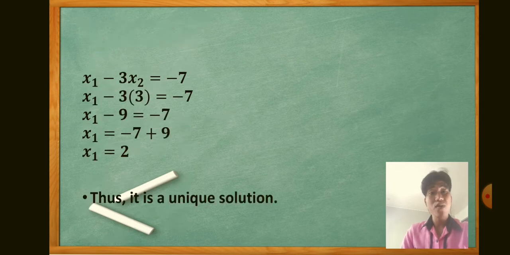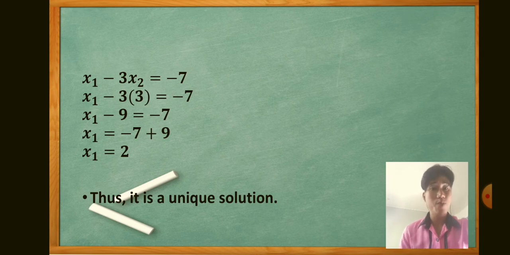Now, we can substitute the value of x2 in equation 1. So x1 - 3x2 = -7. Substitute: x1 - 3 times 3 = -7. 3 times 3 is 9. So x1 - 9 = -7.